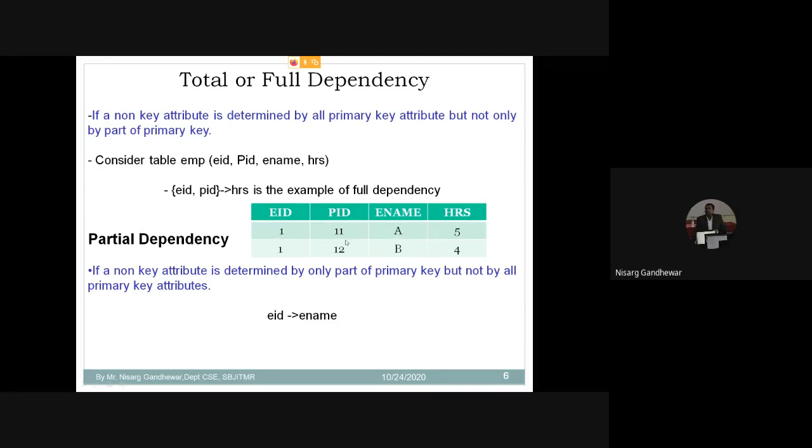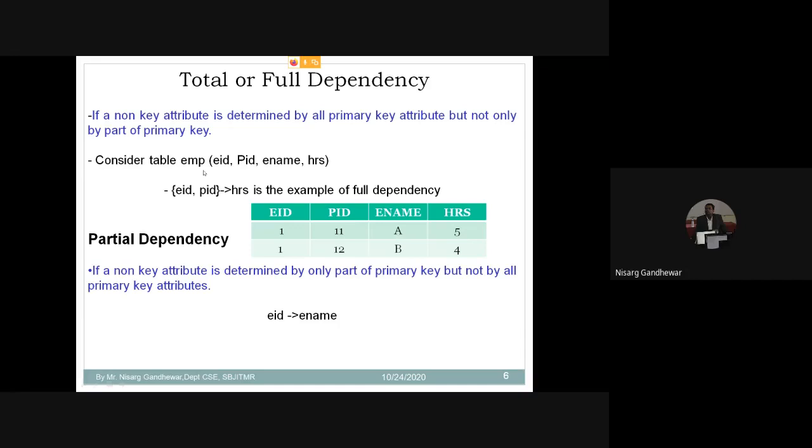Now you can check. Suppose I say the combination 1, 1, you can easily say 5. Suppose I say 1, 2, you can easily say 4. This is how the primary key is formed. So what are the key attributes and non-key attributes? Employee ID and PID are key attributes because they take part in the formation of the primary key, whereas employee name and number of hours are non-key attributes because they do not take part in the formation of the primary key. Is that clear?